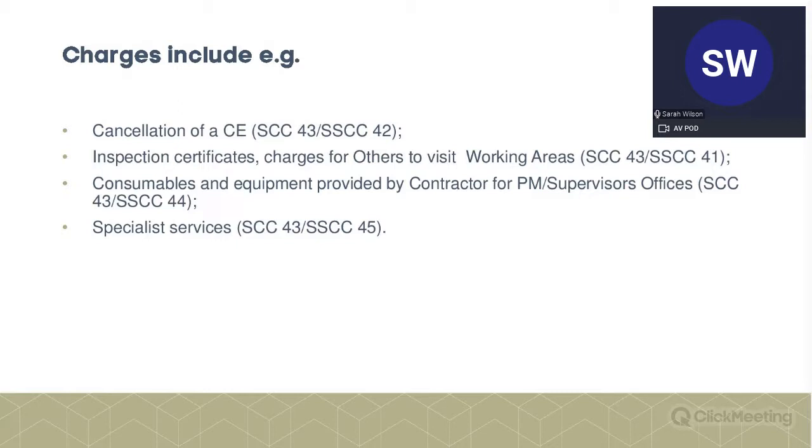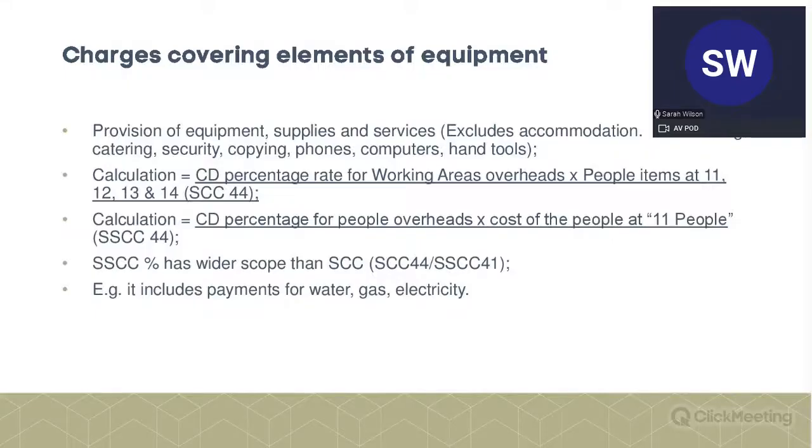With regard to options C, D, and E, it's basically any inspection certificate, because it's covering all of your work. So any payment to local authority, any type of charge. So just bear that in mind. It's a much wider scope for options C, D, and E. It also includes consumables and equipment provided by the contractor for the project manager and supervisor's offices. And it also includes specialist services.